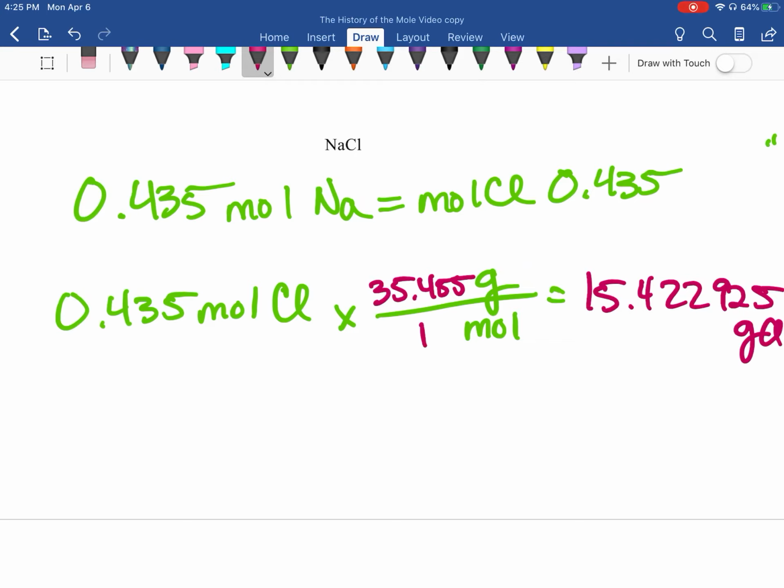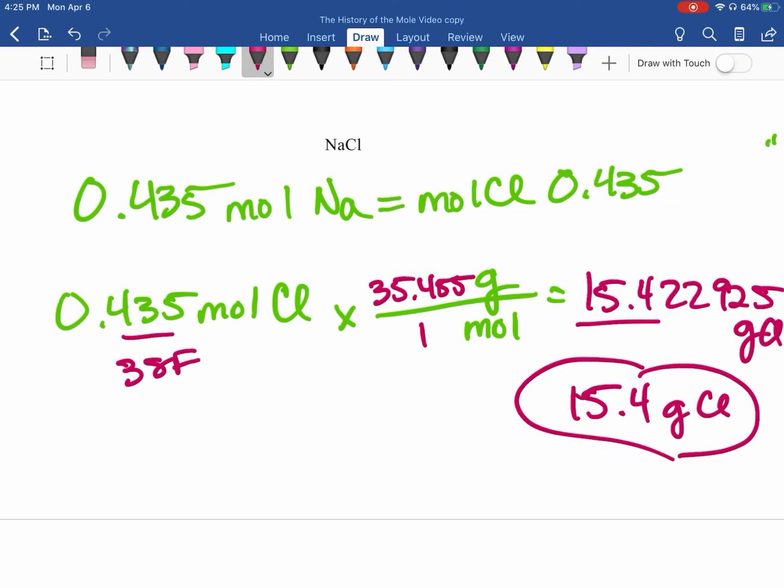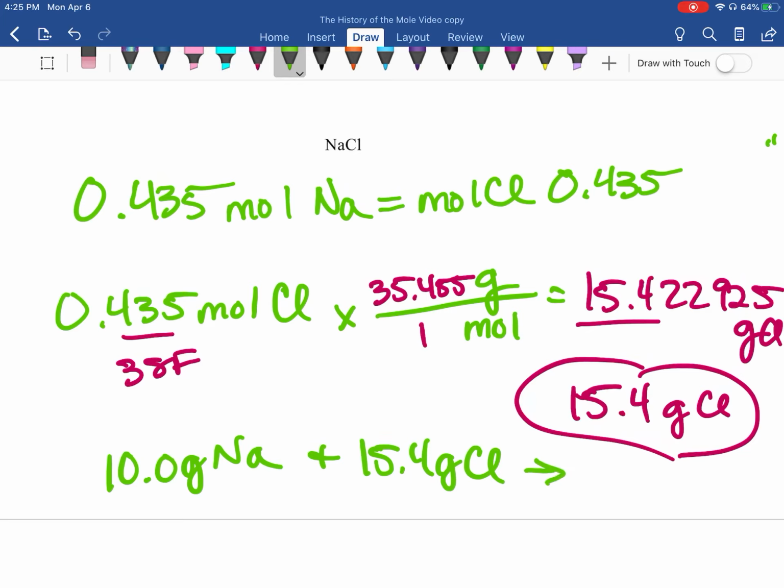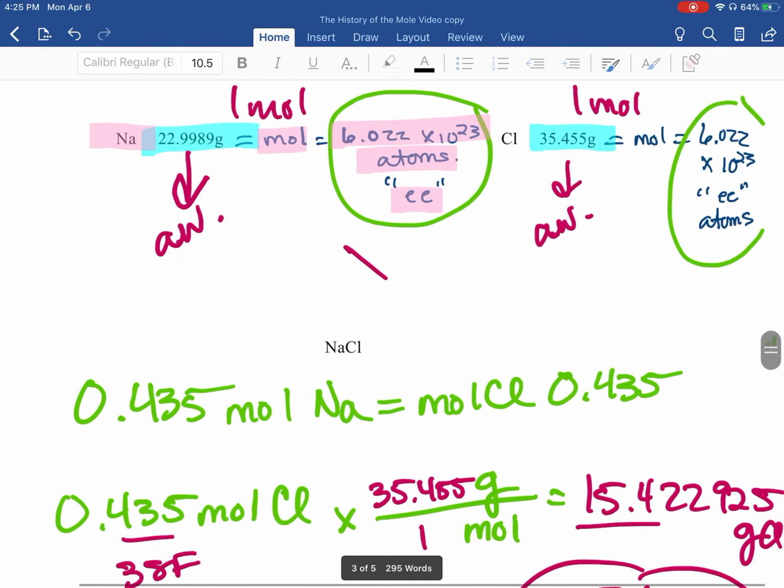Grams of chlorine. How do we fix that? How many sig figs do we need? 3. Look at that. So what did we just learn? If we wanted to do that reaction, we would take 10 grams of sodium and mix it with 15 grams of chlorine to make our sodium chloride. All right, so our mole is going to end up in the middle of all of our calculations. We definitely want to practice a lot of these. They are one big fancy unit conversion.